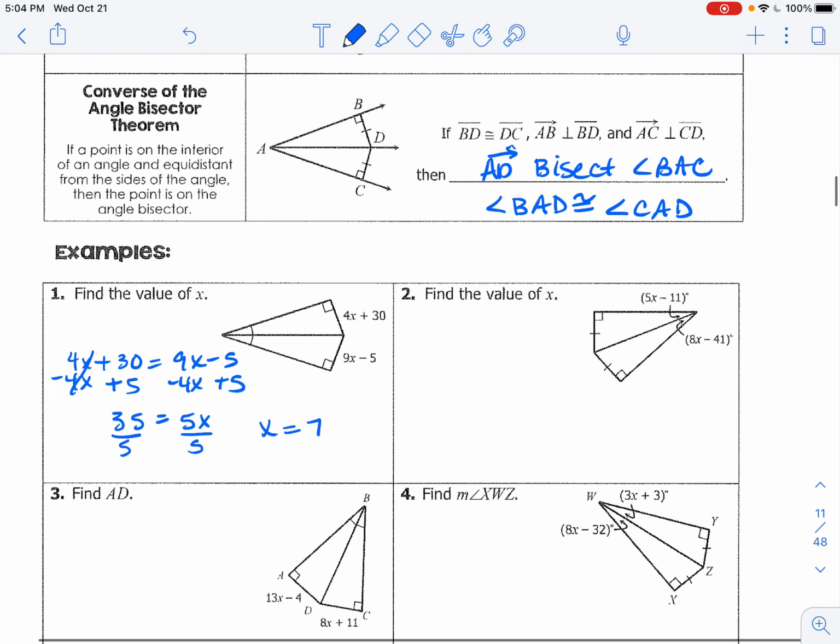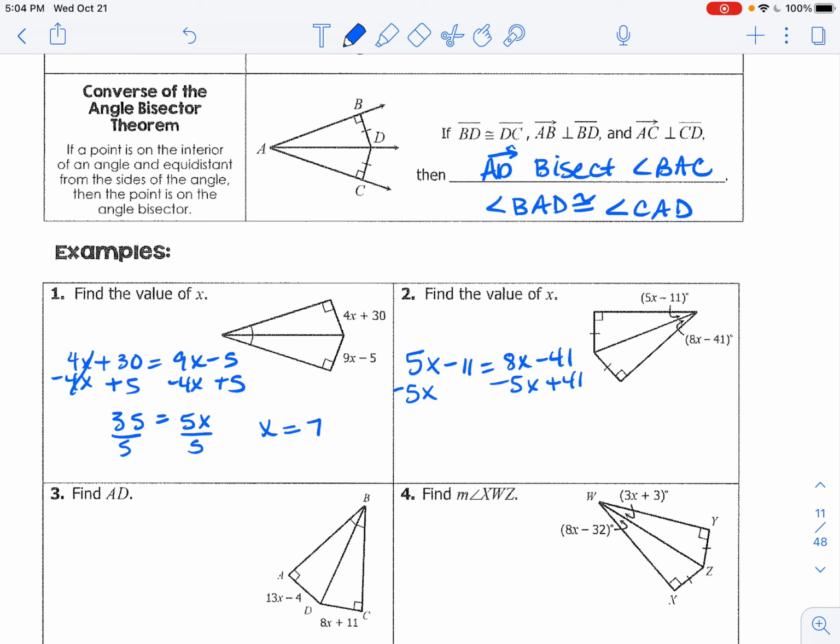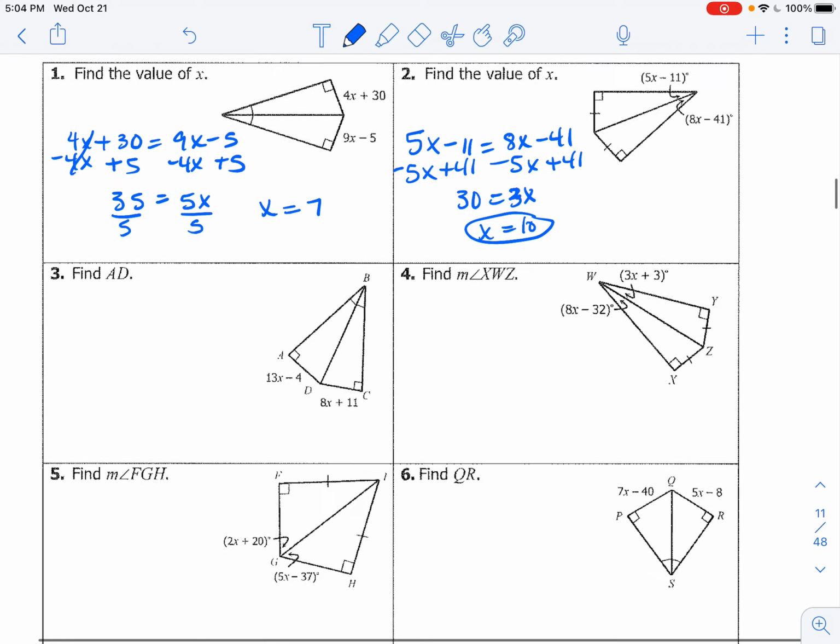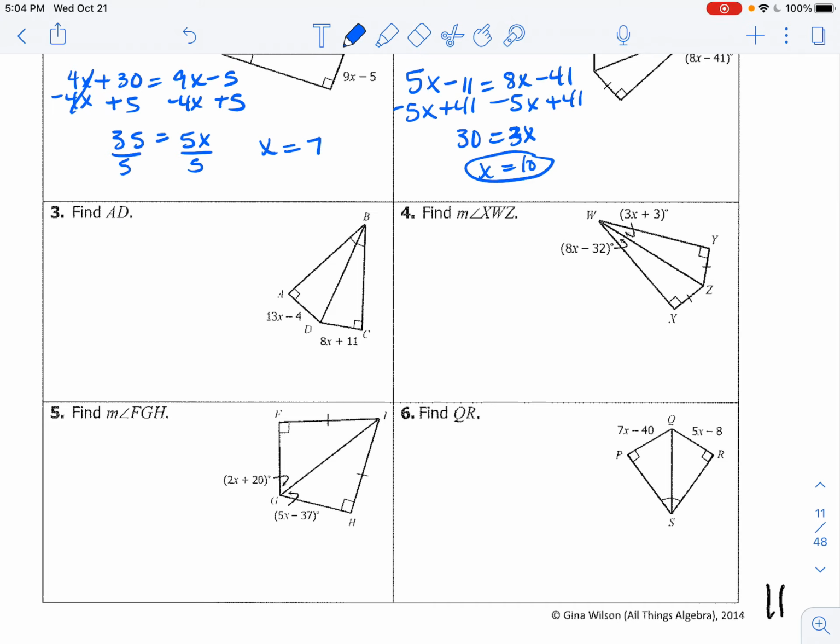In problem number 2, we'll use the converse of the angle bisector theorem, which states that the angles are going to be congruent to each other. And so we can set those angles equal to each other and then solve. All right, subtract your 5x from both sides and add your 41 to both sides. So we end up with 30 is equal to 3x, and x is equal to 10 when you divide.